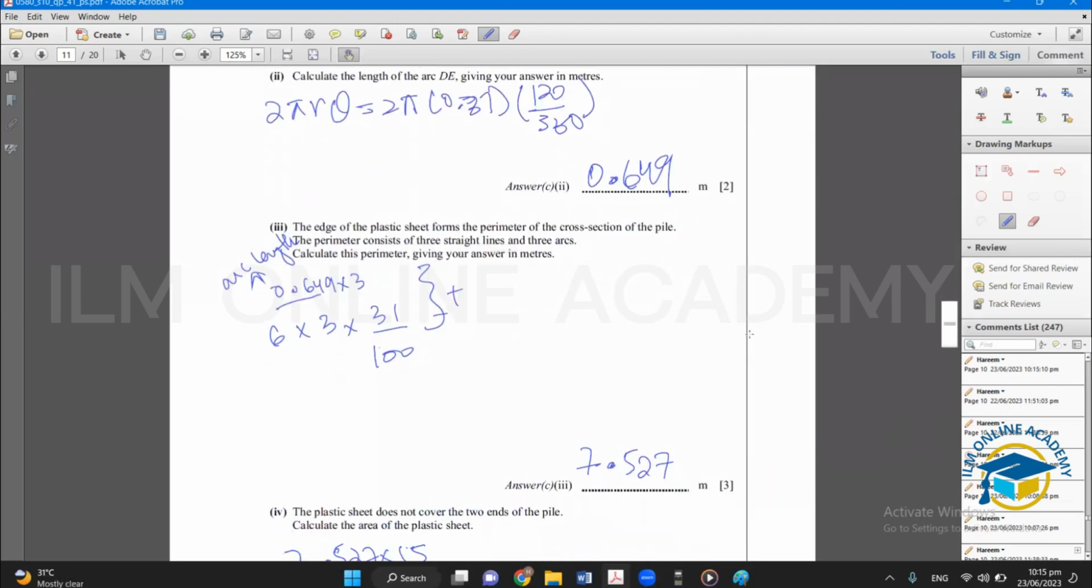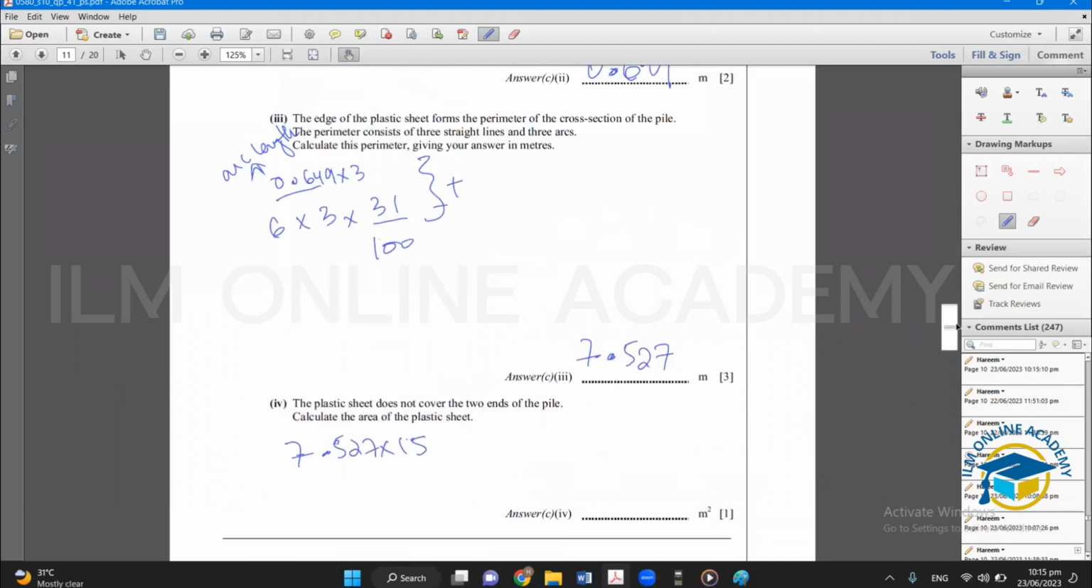Now we have to find the total perimeter, you will add these two things, so the answer will be 7.527 meters. Okay, now they're saying the plastic sheet does not cover the 2 ends of the pile. Calculate the area of the plastic sheet.